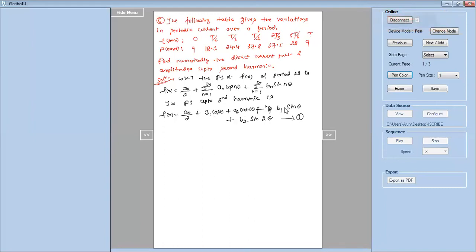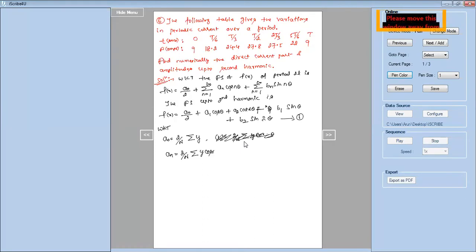Now this a0, a1, a2, b1, b2 are the unknowns. We'll calculate them by the formula. a0, you know, it is 2 by cap letter N into sigma y. And an, the formula for an is 2 by cap letter N into sigma y cos n theta. Sorry guys, it is not writing properly. I will write below this. Okay, an equals 2 by cap letter N into sigma y cos n theta.